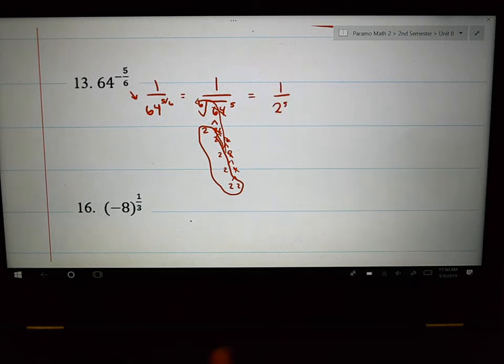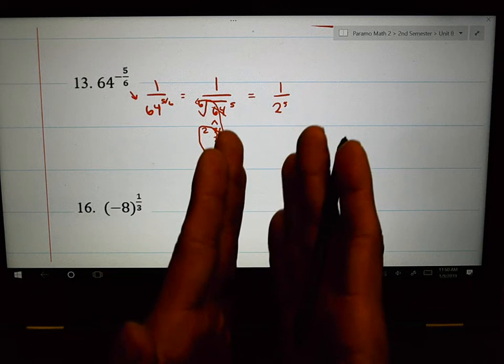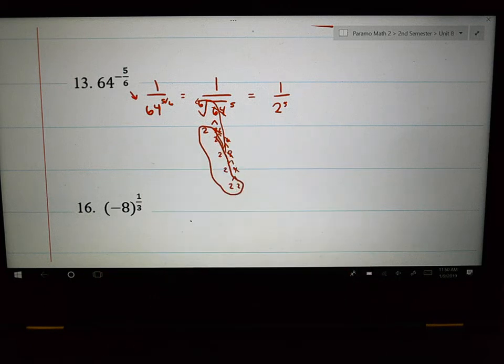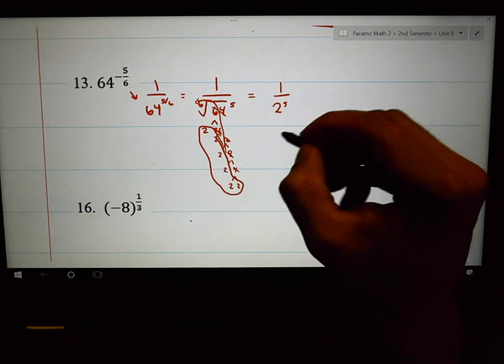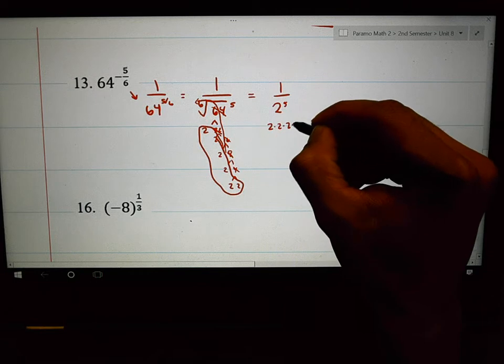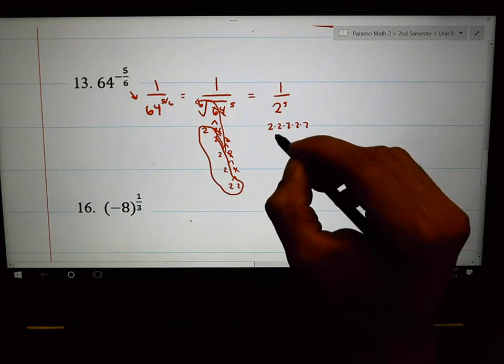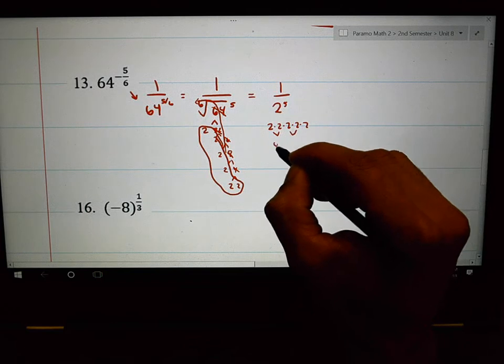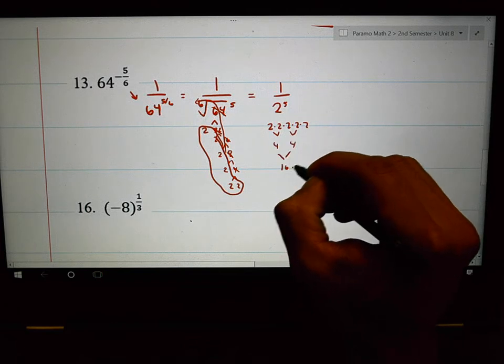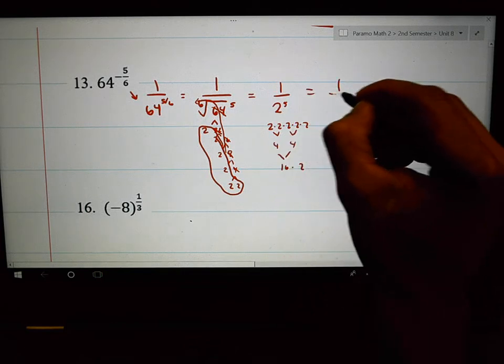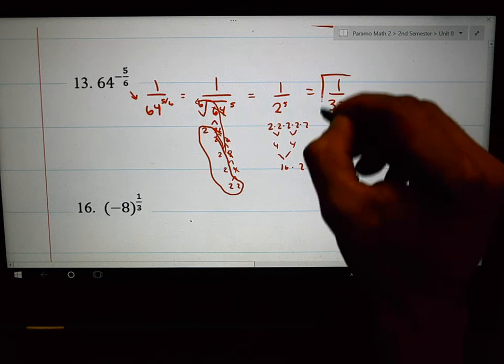So this is going to simplify to 1 over 2 to the 5th power, which means we have to know what 2 times 2 times 2 times 2 times 2 is, which we've already done. But just in case we need to know what it is, it's 16 times 2, or 1 over 32.